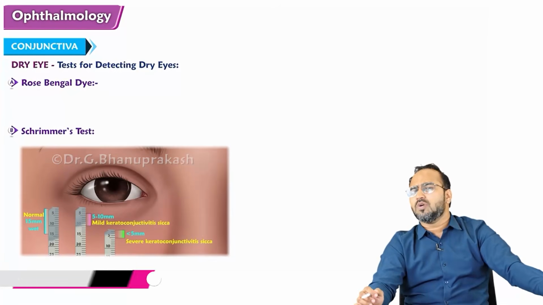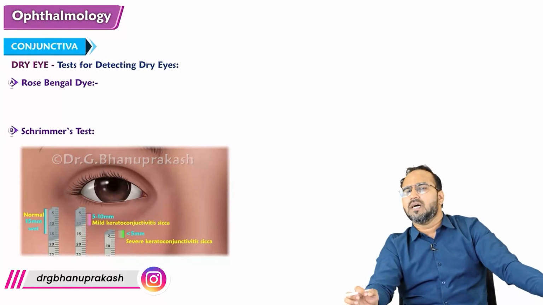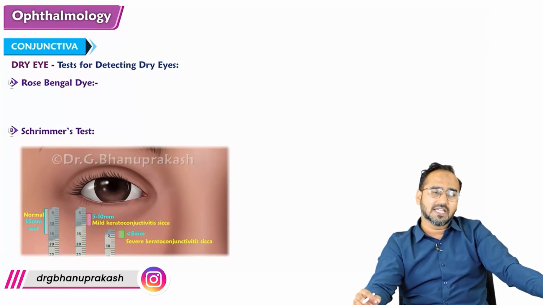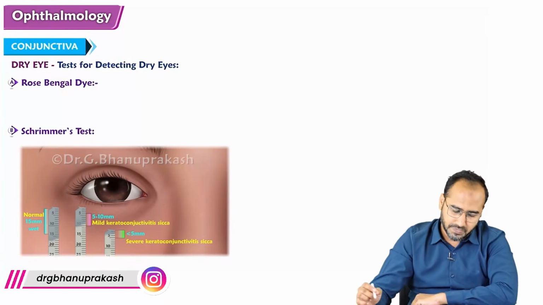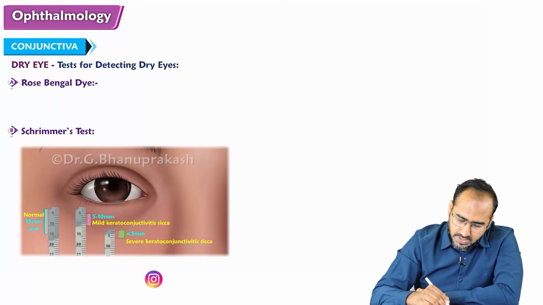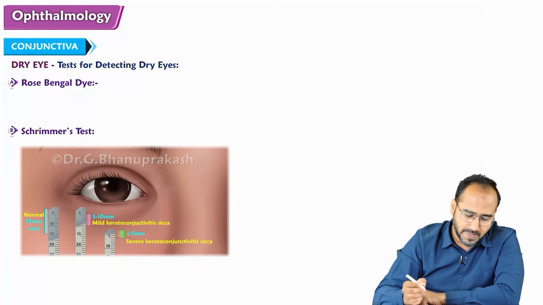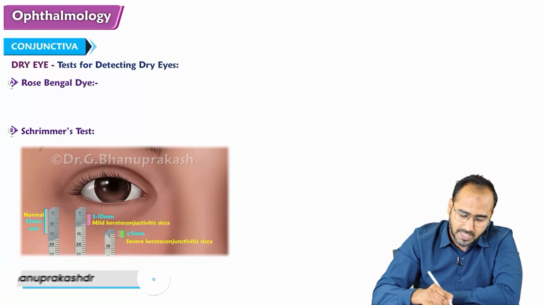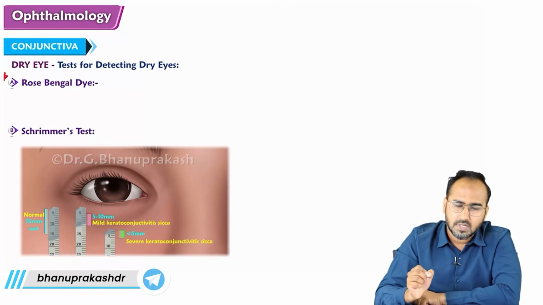The worst scenario is what? Having a Schirmer score of 0. Right? So right there, guys. Rose Bengal dye test. In the Rose Bengal dye test, what do we do?